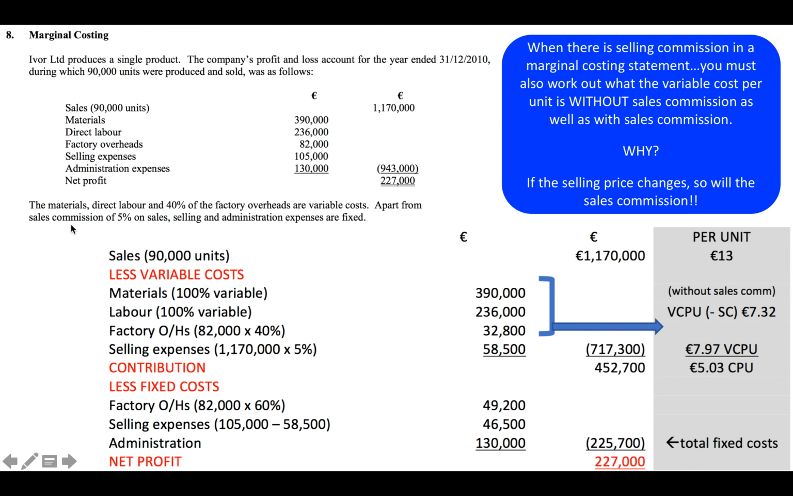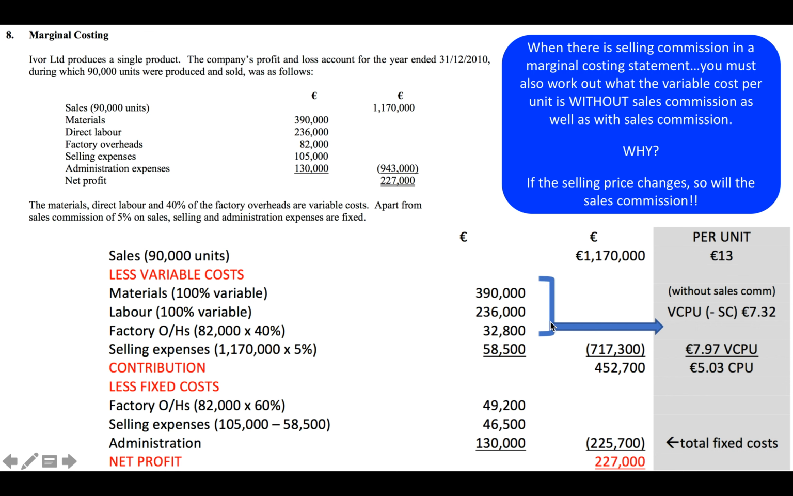Apart from sales commission of 5% on sales, selling and administration expenses are fixed. So apart from sales commission of 5% on sales, so 5% of this figure here, the sales figure, is going to be commission. All right, so the commission that's going to go to the salespeople. So selling expenses here, 1.17 million by 5%, that is €58,500. That is your selling commission there, which is going to go into variable costs. So obviously sales commission will change as the selling price changes. So that is why this blue box here relates to what you see in front of you here.